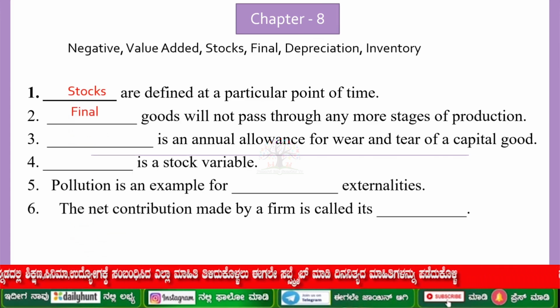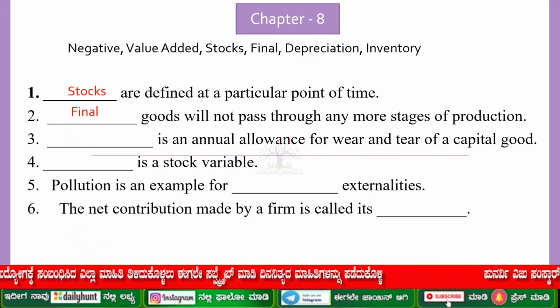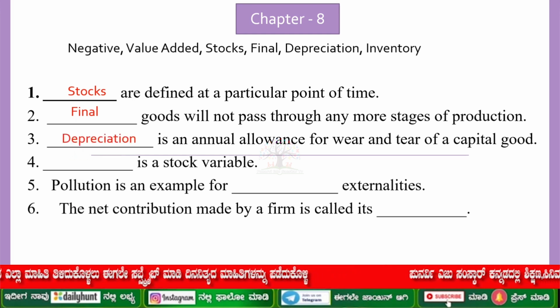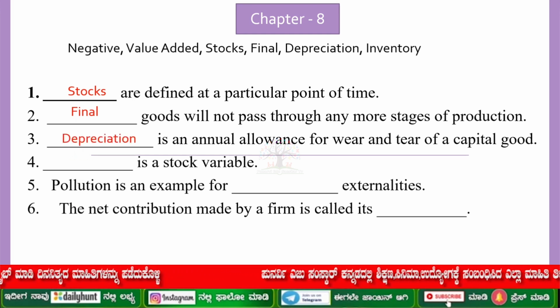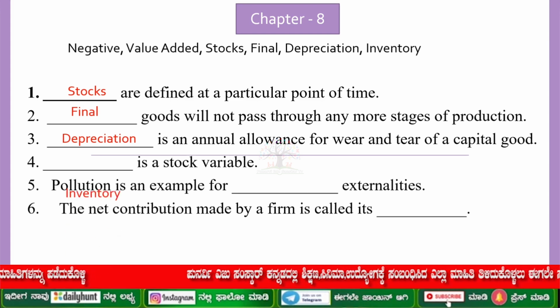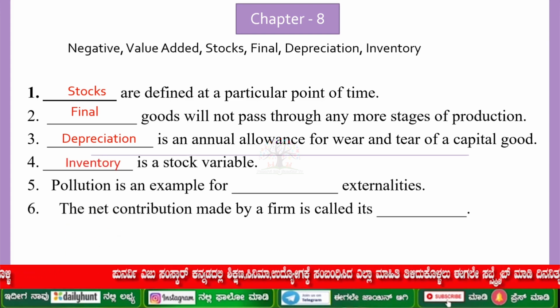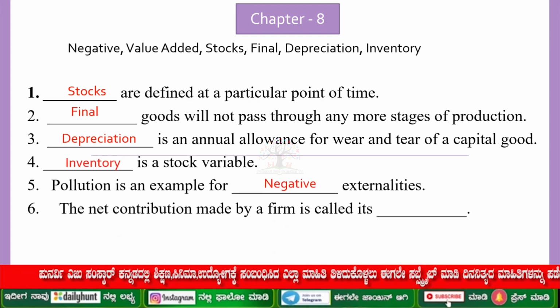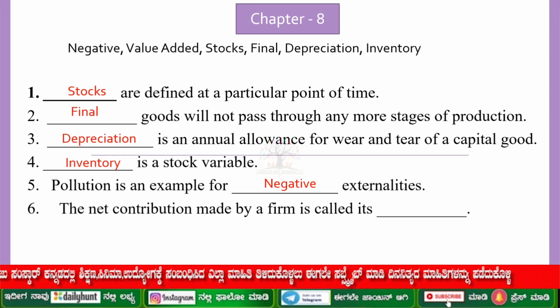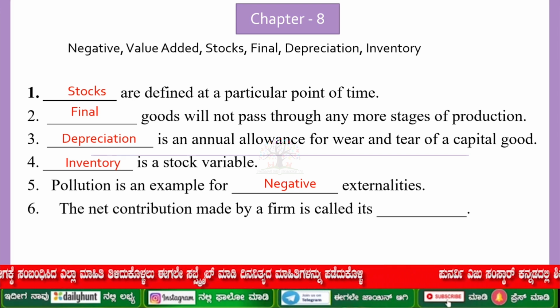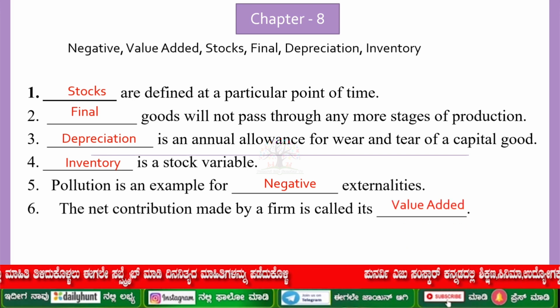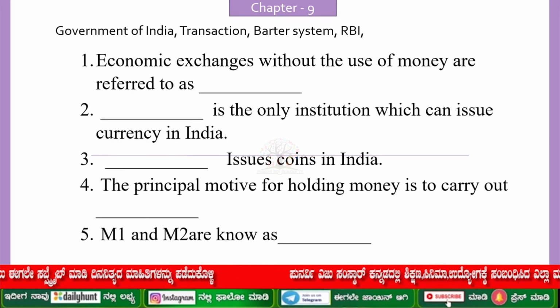Final goods will not pass through any more stages of production. Depreciation is an annual allowance for wear and tear of capital goods. Inventory is a stock variable. Pollution is an example of negative externalities. The net contribution made by a firm is called its value added.